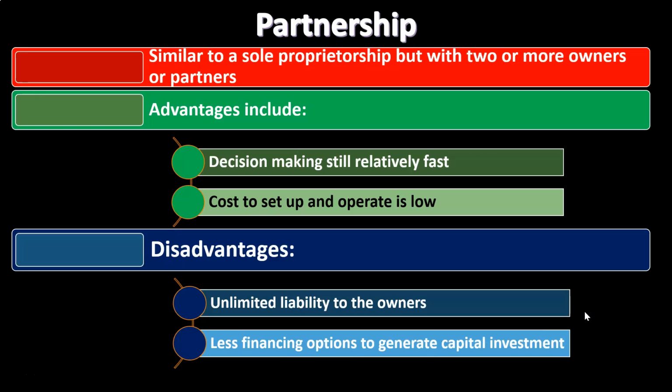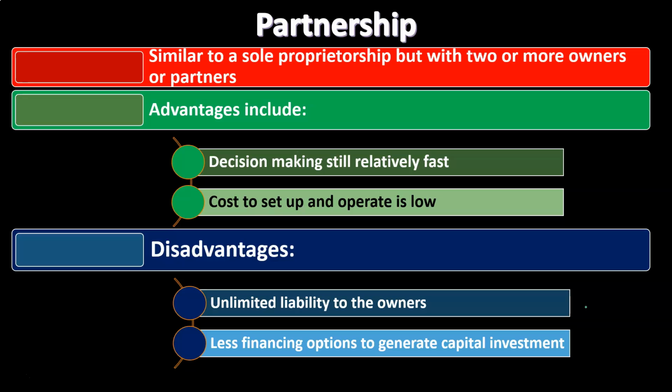There's also less financing options to generate capital investment. So if you're a sole proprietorship and you're trying to generate capital in order to implement your business, one of your options might be that you take on partners. But when you take on partners, you're giving up some of the equity in the business, some decision making within the business, in order to generate the capital, as opposed to if you got a loan or something like that. If you get a loan, you've got to pay the interest, but then you're able to move forward with whatever decisions you're making as the owner of the company.